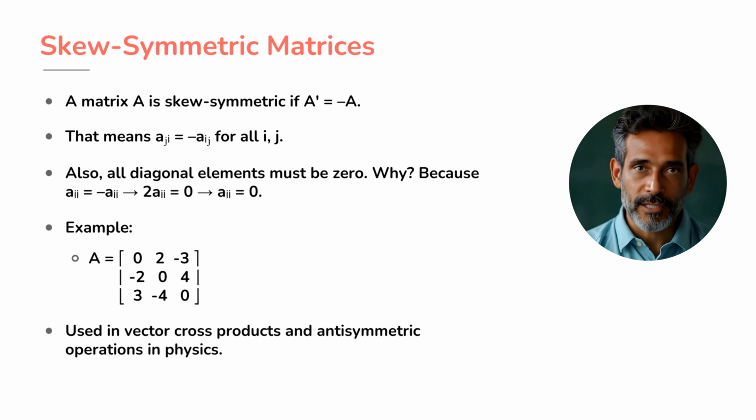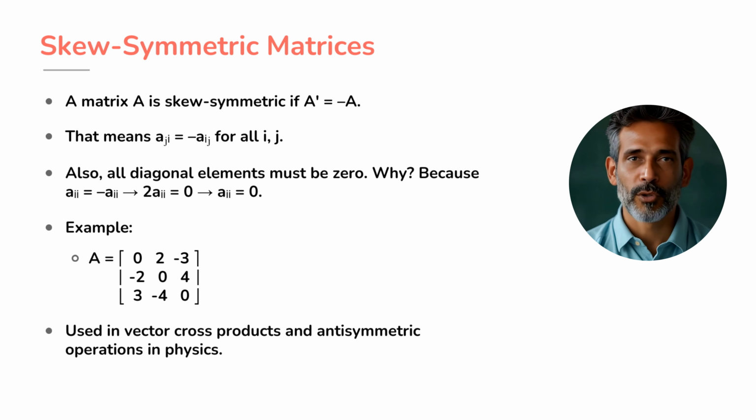Example, matrix A, first row 0, 2, negative 3. Second row negative 2, 0, 4. Third row 3, negative 4, 0. Transpose it, you'll see that it matches the negative of A. These matrices are used in vector cross products, antisymmetric operations, and physics-based simulations like angular momentum.